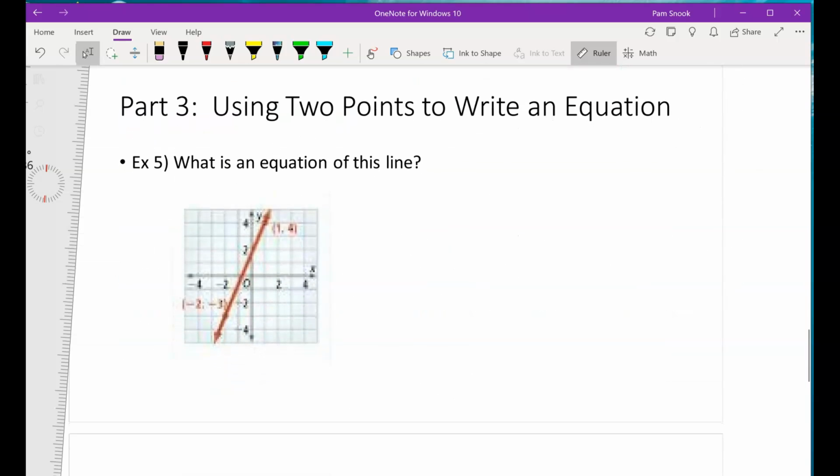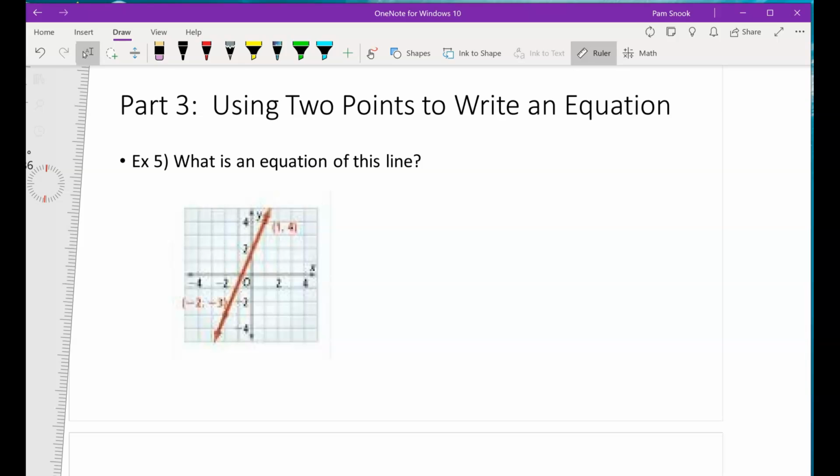All right, part 3. Now I'm going to use 2 points to write the equation. And I'm going to take these points from the graph. I have a point at 1, 4, and I have another point at -2, -3. And I'm just going to go ahead and pick one of those points to be the first point. So I'm going to call 1, 4 our first point. So this is x1, this is y1. And that means -2, -3 is our second point. So x2, y2.